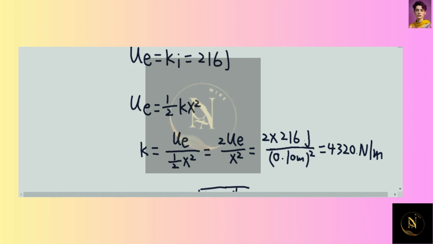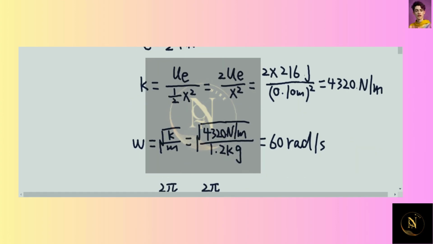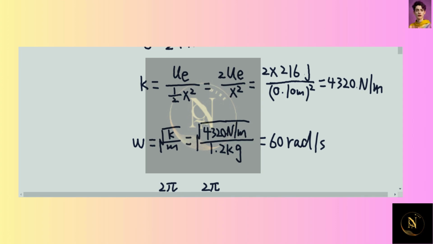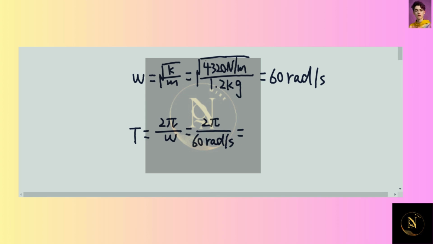So once we know the spring constant, we can determine the angular frequency, which is equal to square root of K over m. And this will give us 60 radian per second. And now we can determine the time period. The time period is equal to 2 pi over omega, which is equal to 2 pi over 60 radian per second. And this will give us 0.105 second. So the time period is equal to 0.105 seconds. And these are the answers for this question.